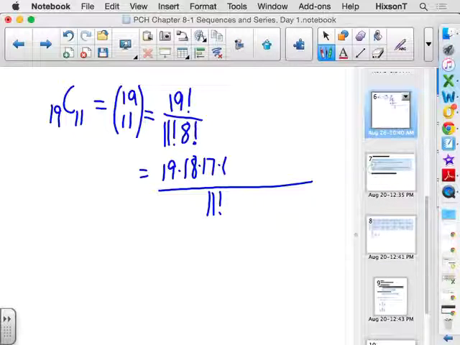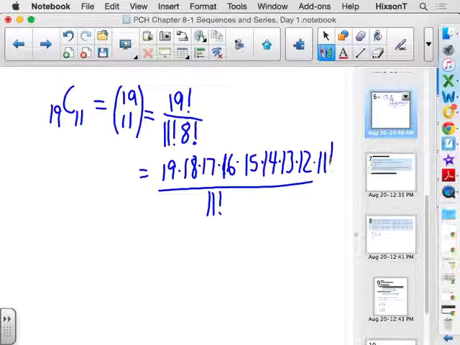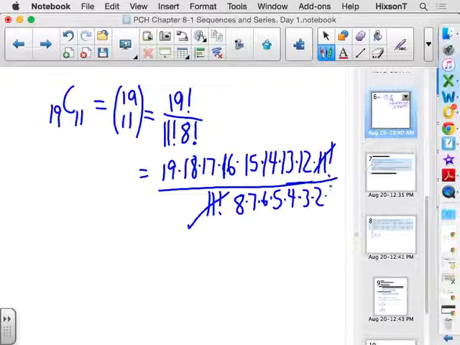So we have 19, 18, 17, 16, 15, 14, 13, 12, and then 11 factorial. Like I just said, the 11 factorial will cancel with the 11 factorial. But we also have this 8 factorial: 8 times 7 times 6 times 5 times 4 times 3 times 2 times 1.